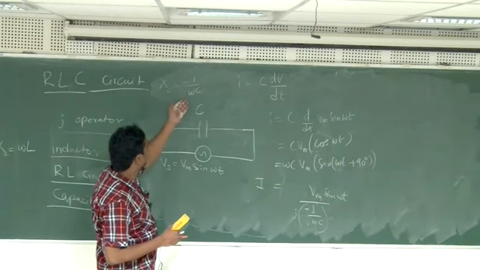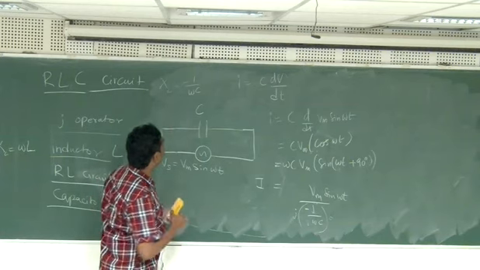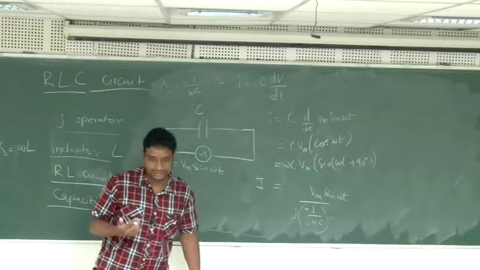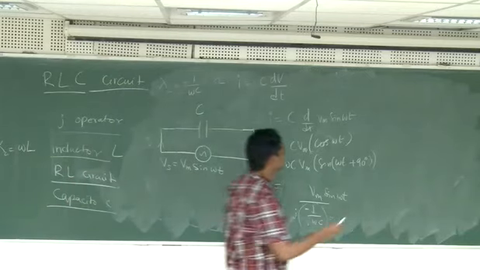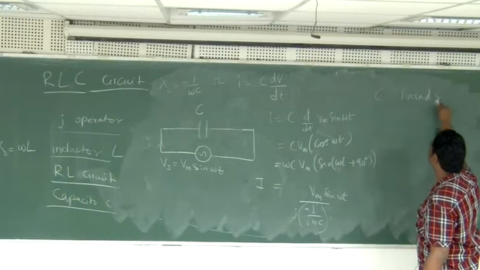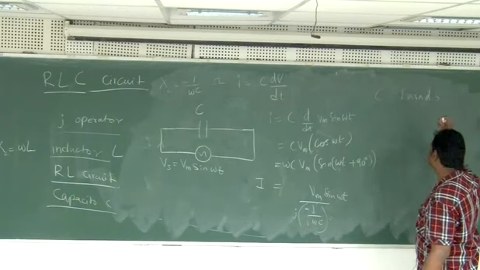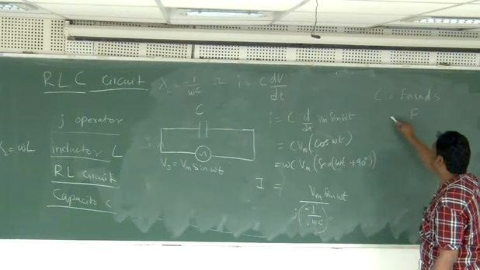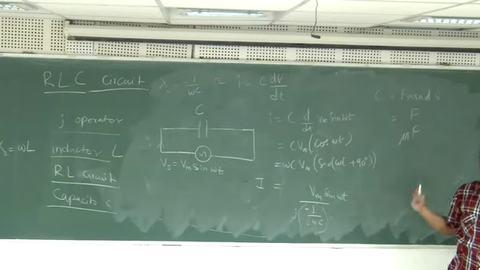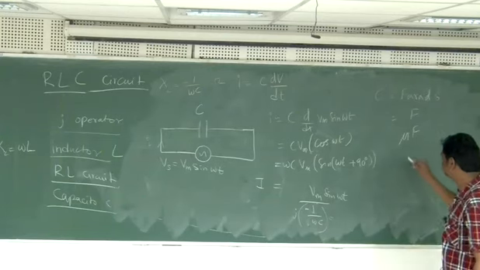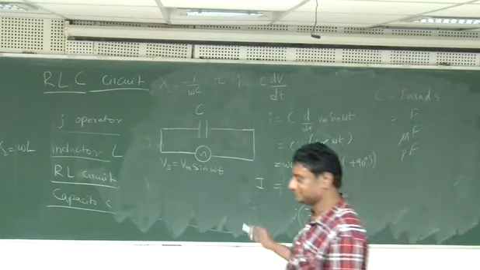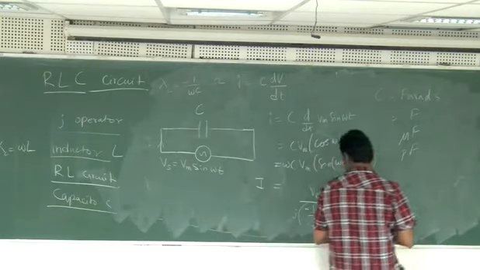What is the unit of this? Again, the unit is ohms. And what is the unit of C? It's farads, and the symbol is F. Normally we use microfarads. What is a microfarad? 10 power minus 6 farad. We also use picofarads, 10 power minus 9 farads. One farad is a very large amount.